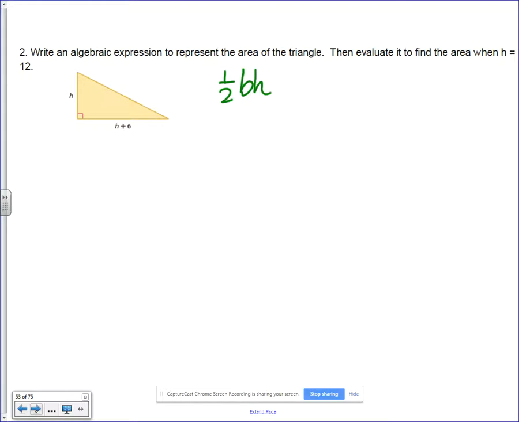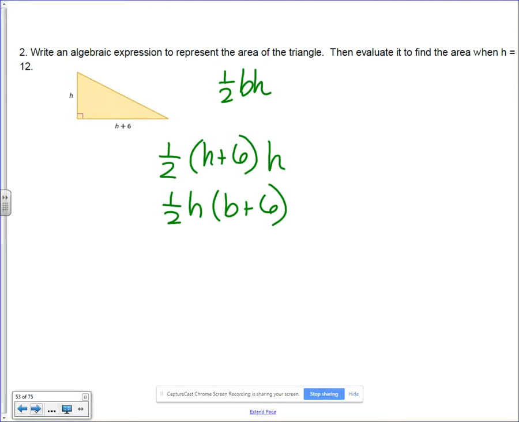If you look at this question, we need to write an expression for the area. Does the 1/2 change ever? Every single triangle is going to have that 1/2 in there. So we keep the 1/2. What's the base of this triangle? H plus 6. What's the height of this triangle? H. Now, it looks kind of funny to have multiplication on the front of the parentheses and on the back of parentheses, correct? So you could write them both up front like that. So there's my expression.